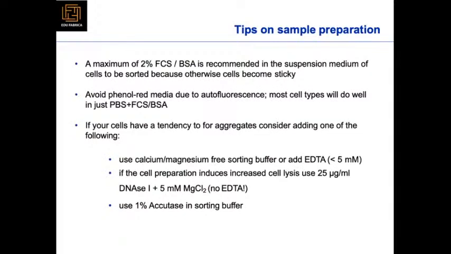A maximum of 2% FCS, fetal calf serum, or BSA is recommended in the suspension medium because they will attach to the cells. Avoid phenol red media due to autofluorescence. They could give fluorescence, which is false. It's better to have cells do well in PBS or FCS and BSA. And if your cells have a tendency to aggregate, consider adding calcium or magnesium free sorting buffer, or add EDTA.